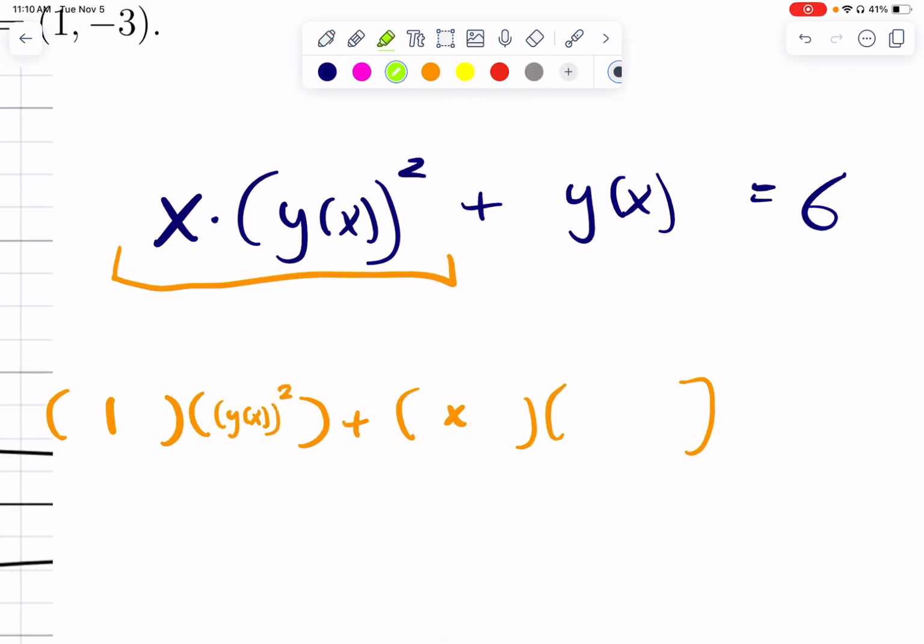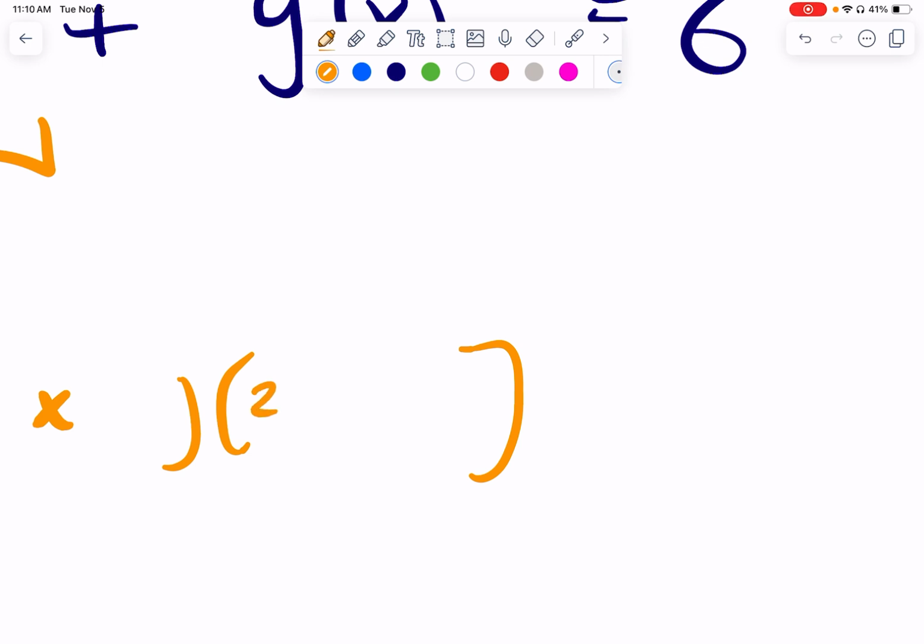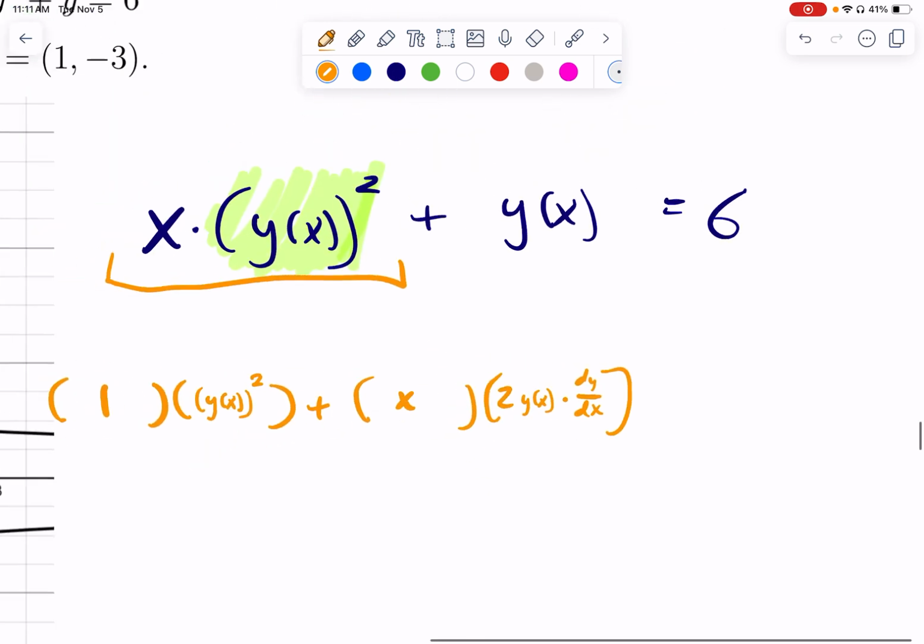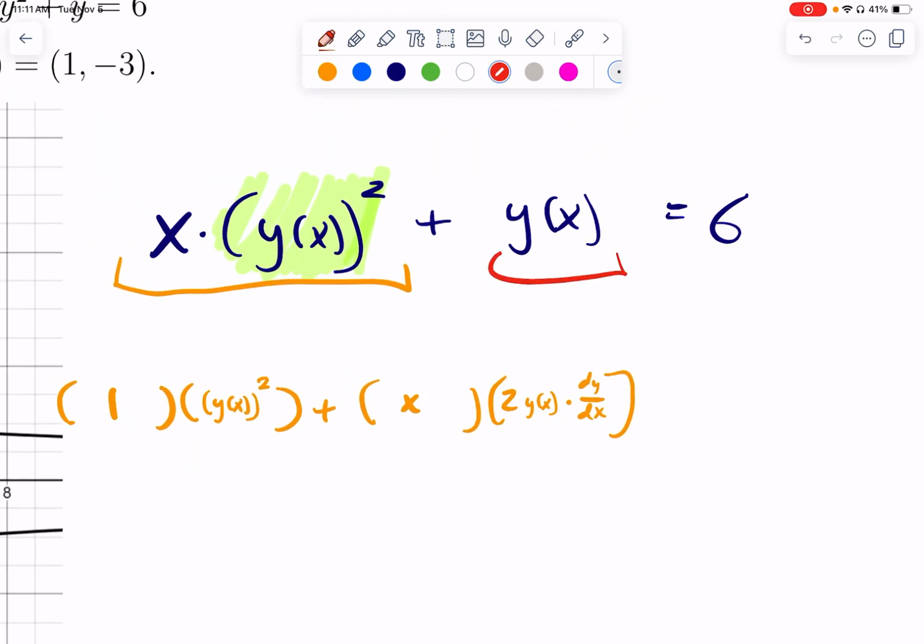And to take the derivative of this whole thing, I will need chain rule. It is something squared. The derivative of something squared is 2 times that something. Let me make this a little bit cleaner. The derivative of something squared is 2 times that something times the derivative of that something. The derivative of y is just called dy dx. Now we add to that the derivative of y of x, that's just called dy dx, and that's equal to the derivative of 6, which is 0.